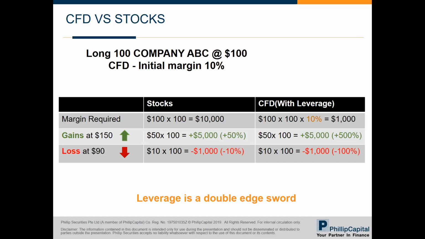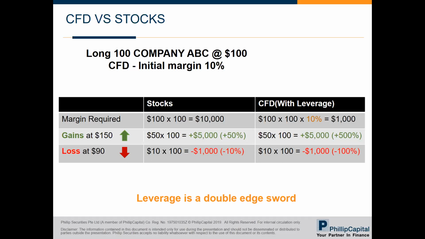Okay, so let us hear about the bearish side. When the market goes against you, say ABC company went down by $10, we will be losing $10 per share. For stocks, we will only be down by 10%, which is $1,000. However, for CFD, we'll be down $1,000, and that's 100%. So this is why we say that leverage is a double-edged sword. It can amplify your gains and your losses.